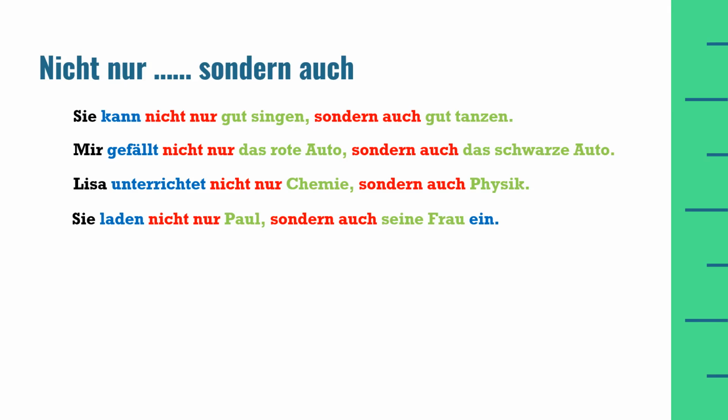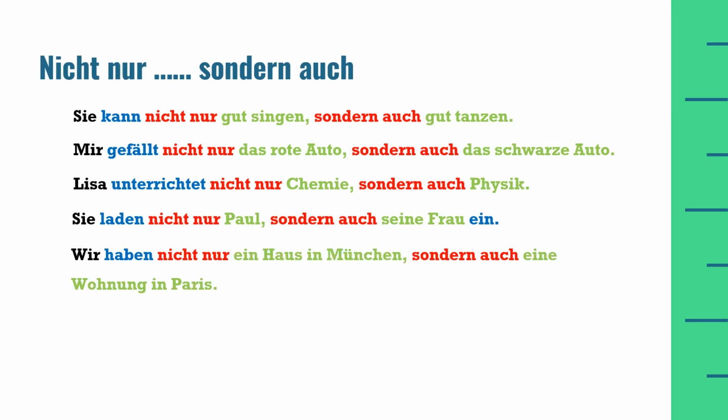Then at third position we will use nicht nur, and the first person whom they have invited will come after nicht nur. The first person is Paul. Then we put a comma and give a space and use sondern auch, and after sondern auch we will use the second person whom they have invited. The second person is seine Frau.